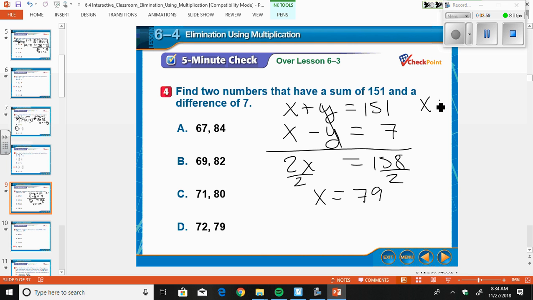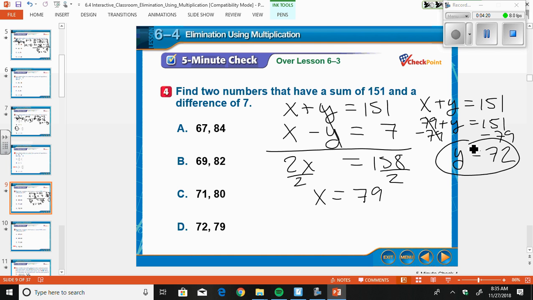Plug it back in. So x plus y equals 151, where x is 79. We will be checking this answer since I seem to not be doing things completely correct. So 151 minus 79 is 72. So let's see. If y is 72, x is 79. 79 plus 72 is 151. Good. 79 minus 72 is 7.